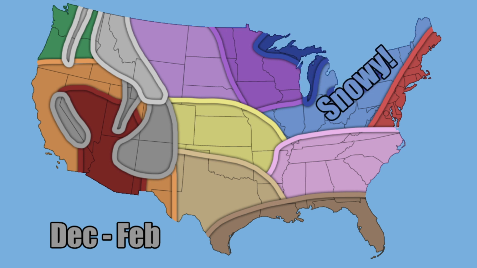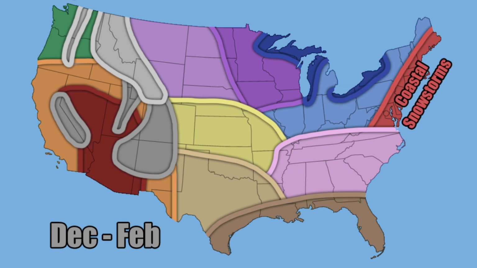Over parts of the interior northeast, the Ohio Valley, and parts of the Great Lakes, I'm expecting snowy conditions where I think a lot of storms will track throughout parts of that region, bringing much of that area some good, decent snowfall. And then for parts of the coastal northeast, I'm expecting coastal snowstorms to be present over those areas from Virginia to parts of coastal Maine there.